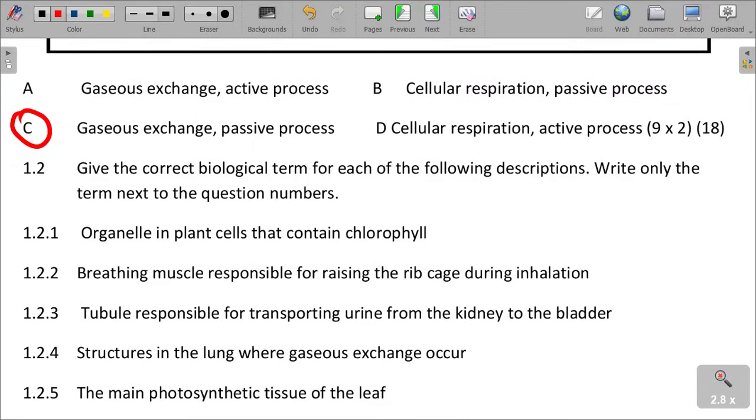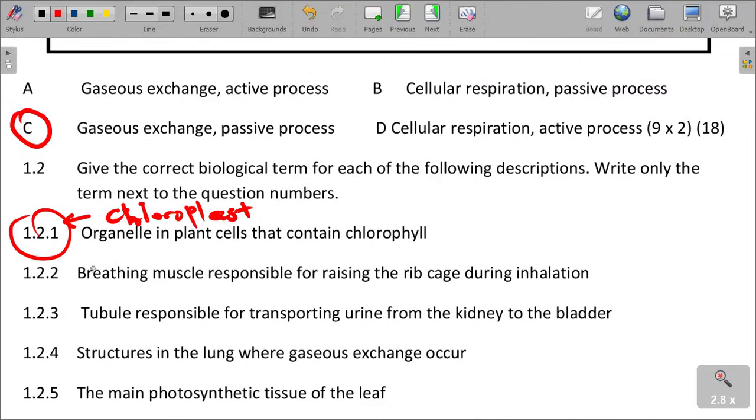So we need to give the biological terms for the following descriptions. The organelle in plant cells that contains chlorophyll. It is actually the chloroplast. The chloroplast actually contains chlorophyll.